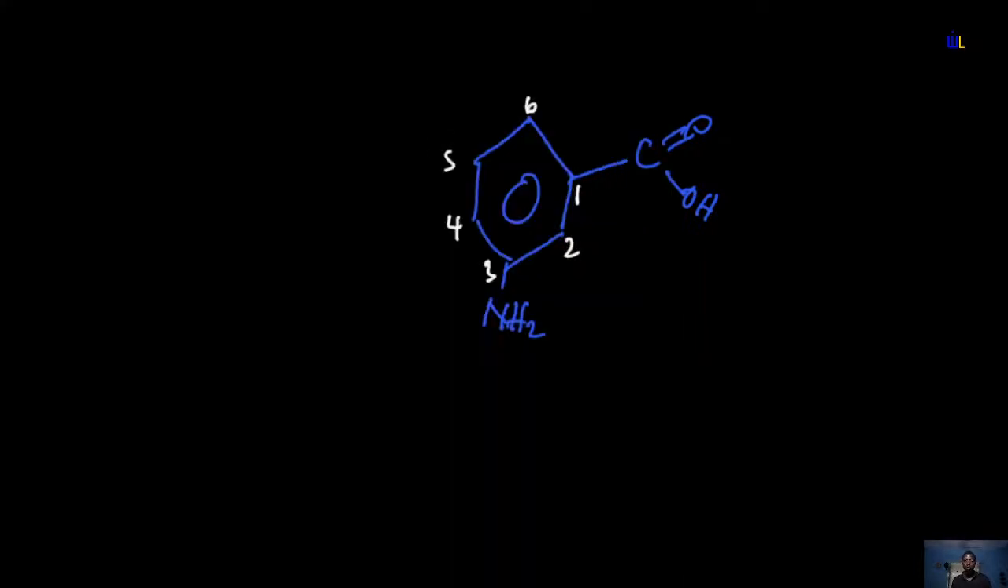So let's explain this with a structure. Let's now name this structure we have on the screen. And if I want to name this structure, I already know that this is a benzoic acid because it is the functional group of highest priority.